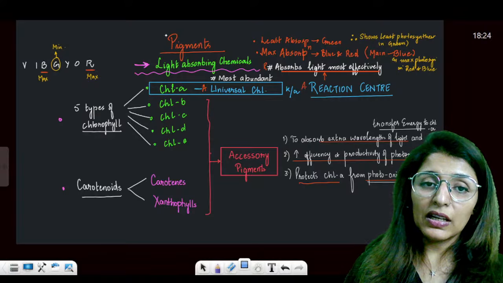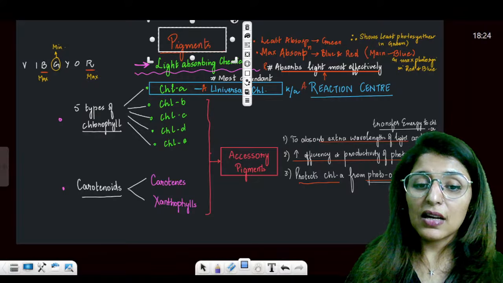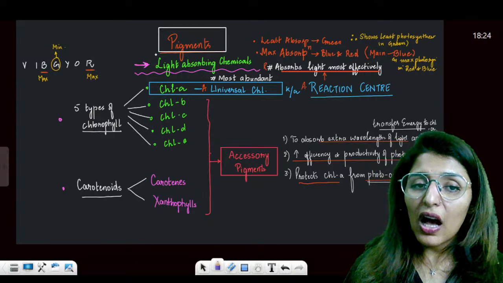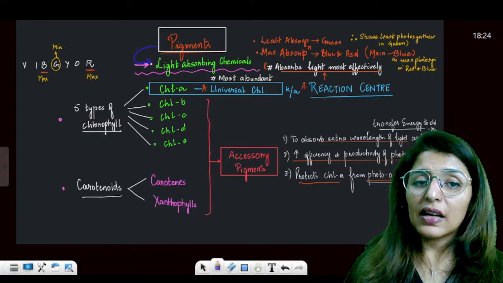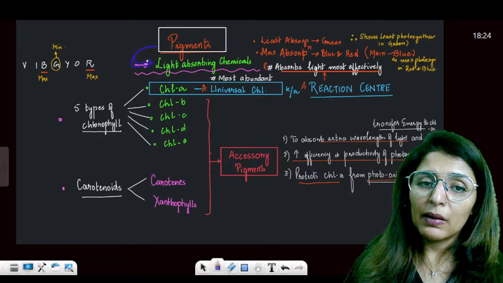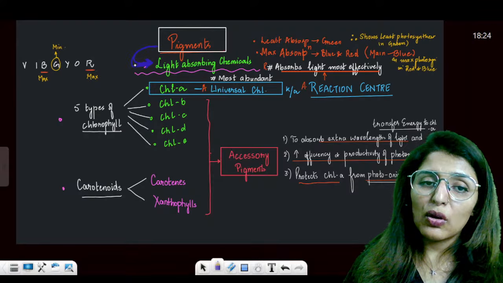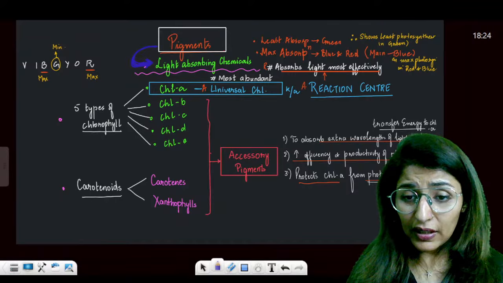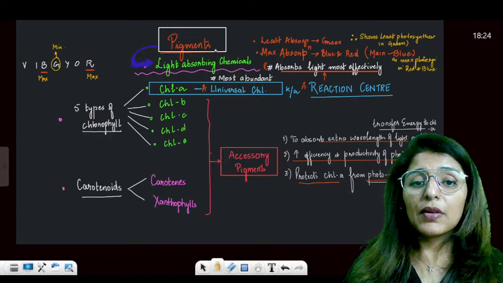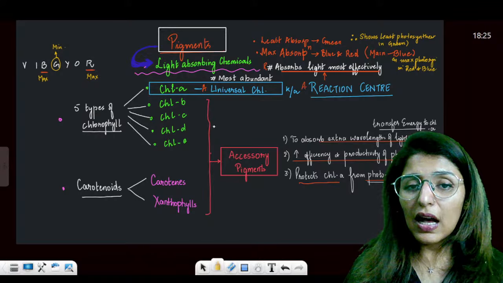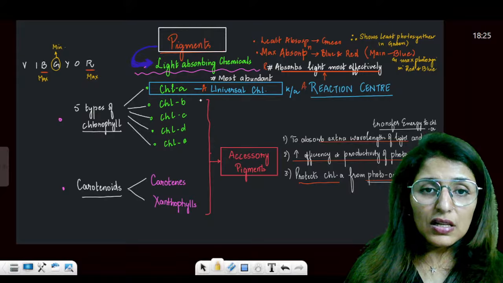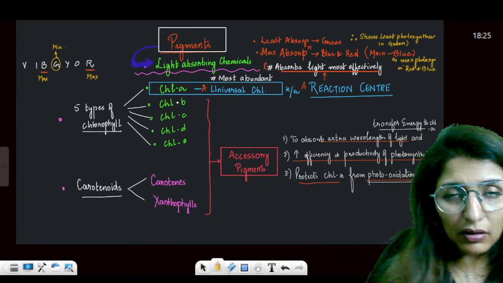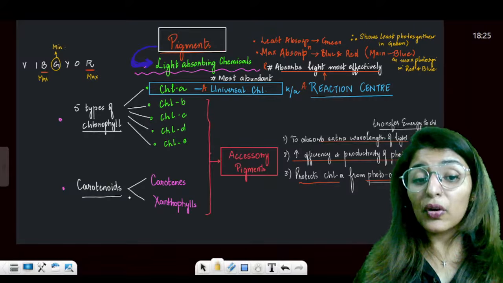Now, first of all, let's understand the pigments. Before going into the details of how they work, let's understand which pigments are present and how they are present. So what are pigments? Pigments are always light absorbing chemicals. Anything which can absorb light, right? We call it a pigment. Is this clear? So light absorbing chemicals are called pigments. There are different types of pigments. For example, we have chlorophyll, we have carotenoids, right?